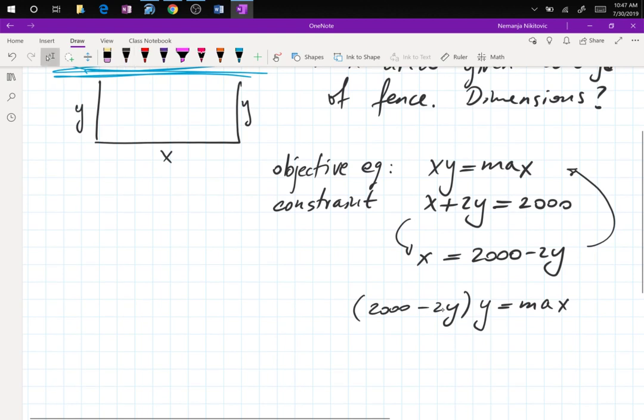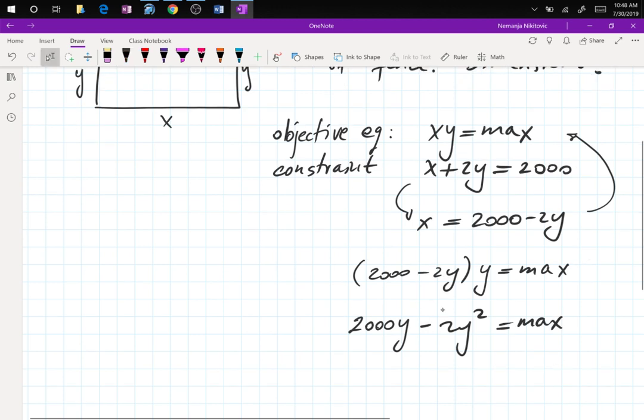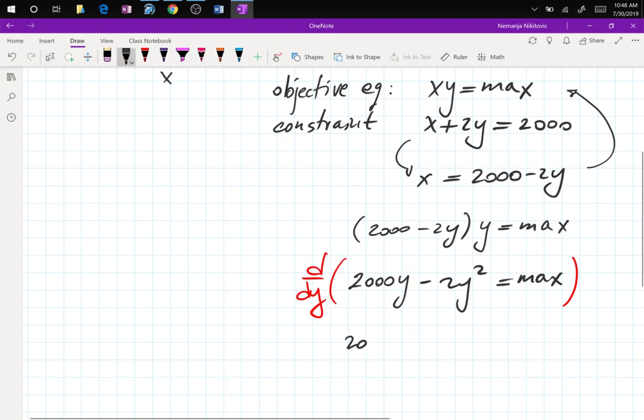And now you say 2,000y minus 2y squared equals a max. Max is some area we don't know. It's also a variable. And this is where you hit this with the derivative. Since we are working with respect to y, we'll differentiate with respect to y, and we have 2,000 minus 4y equals 0. So this is that part where we said you set your derivative to 0, but you're not really setting it to 0. It's actually the derivative of whatever number this is.